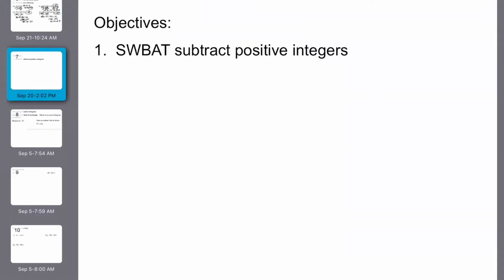All right, in your notes, you should be finding some space in that spiral notebook to write your objective for today. And today you all will be able to subtract positive integers.